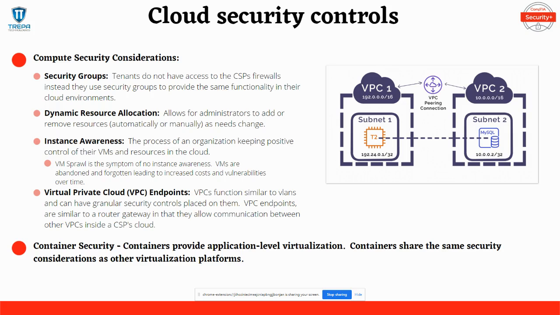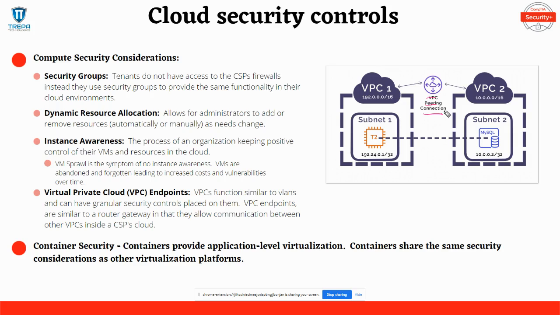Security groups can be used to replicate firewalls on your organization's cloud resources. Dynamic resource allocation allows administrators to add or remove resources as needs change. And then virtual private cloud endpoints function very similarly to VLANs and how they segment traffic. VPC connections can be made between cloud resources to transfer cloud specific data. You see that here with this VPC peering connection.